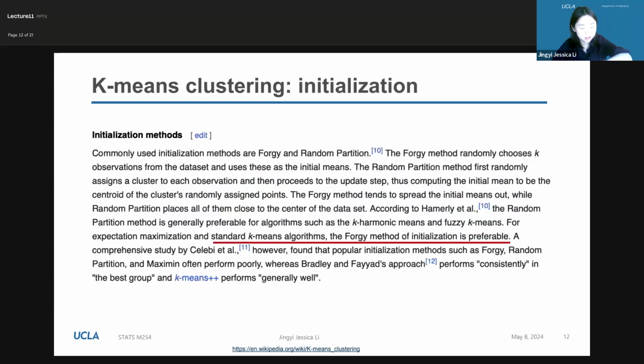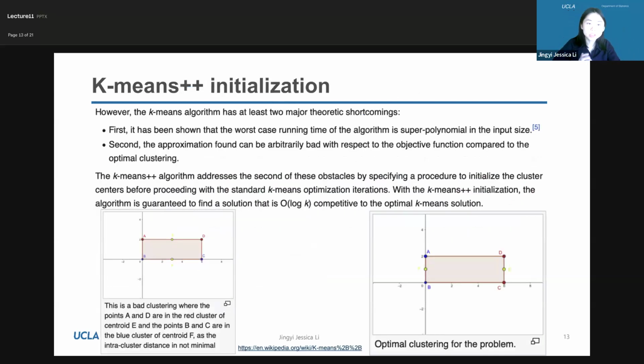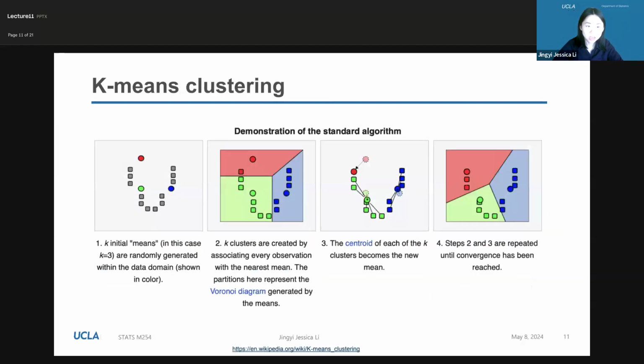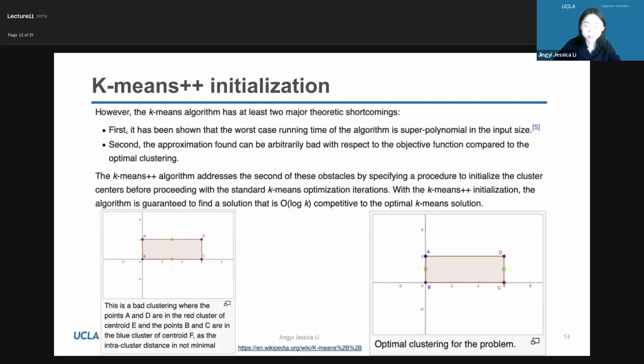And following on that, there is a very interesting algorithm proposed in computer science called K-means++. It's just for initialization. What it aims to do is make sure that your initial centers are forced to spread away as much as possible to cover your data points. So then you are better at reaching the global optimum instead of being trapped at a local optimum.